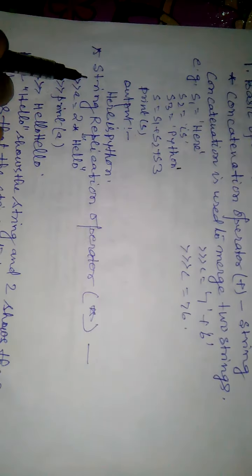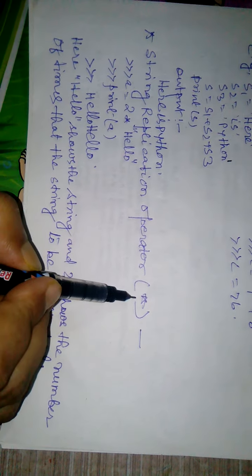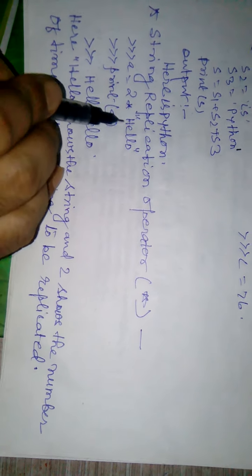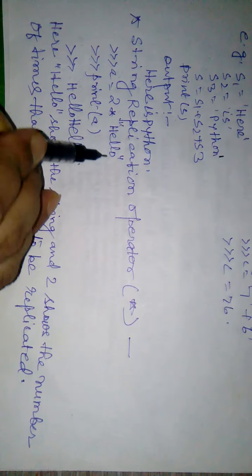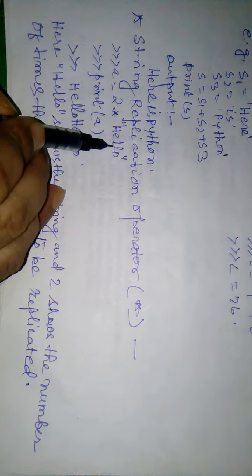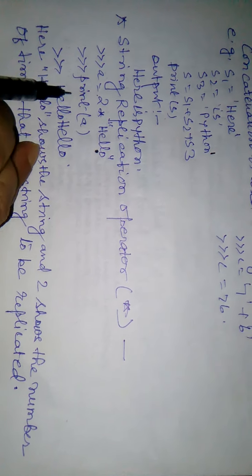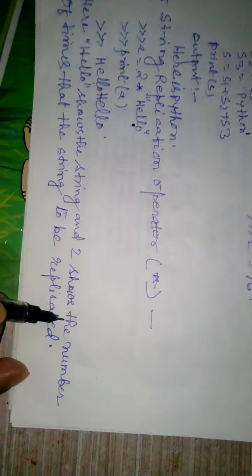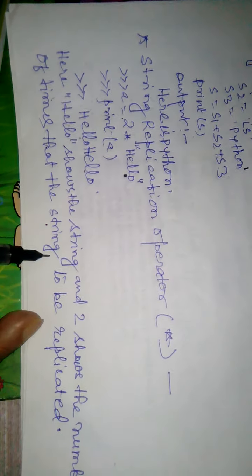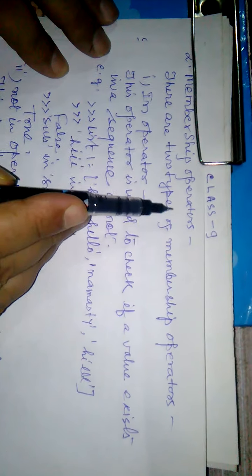String replication operator. A string replication operator is used to print a string a number of times. 2 multiplied by hello means hello is printed 2 times: hello hello. Here hello is the string and 2 shows the number of times the string is to be replicated, meaning repetition.